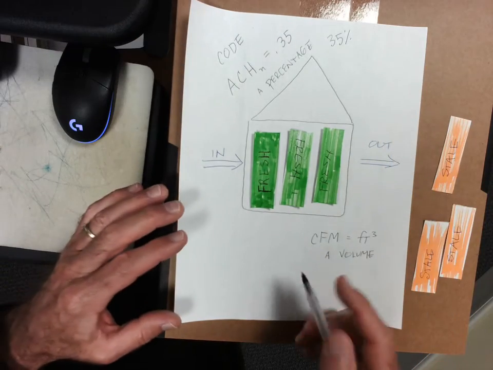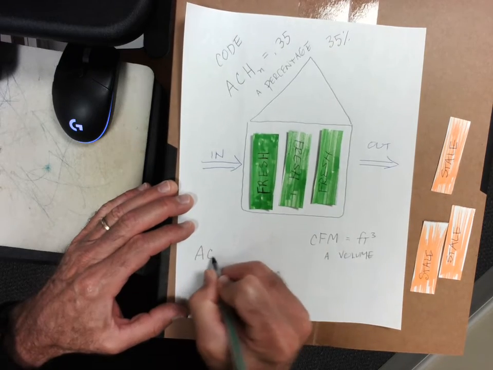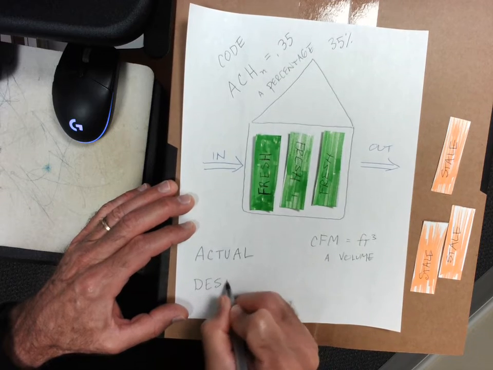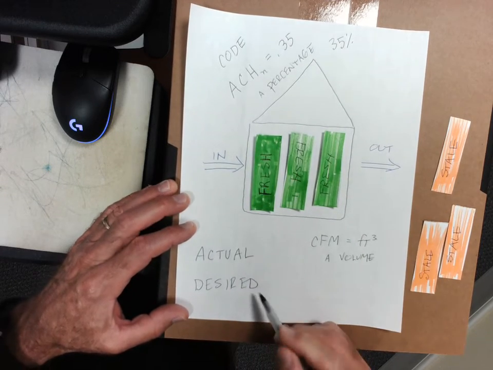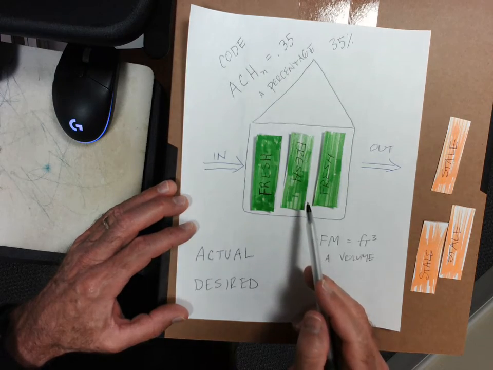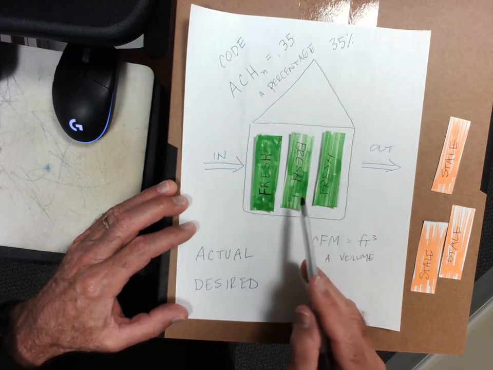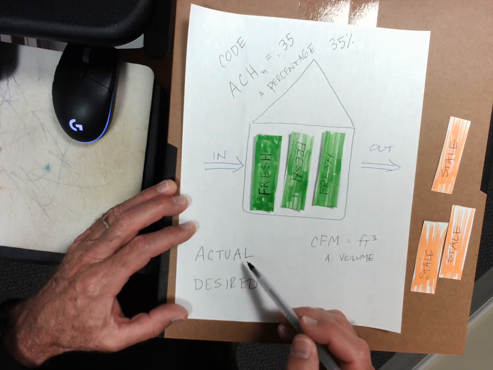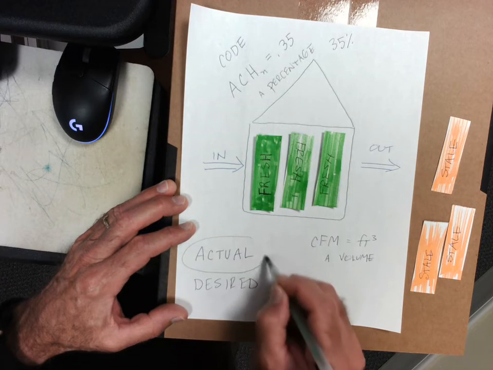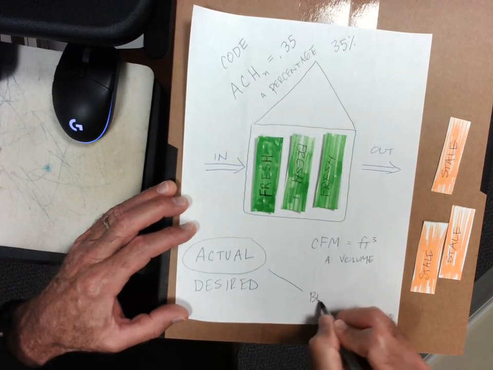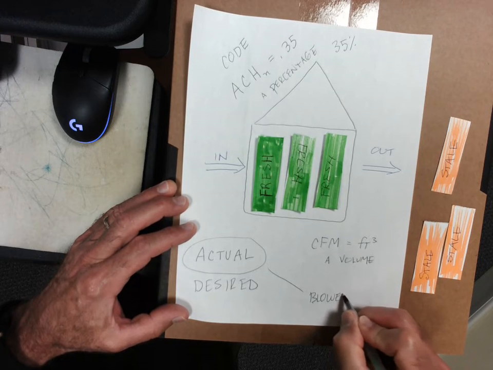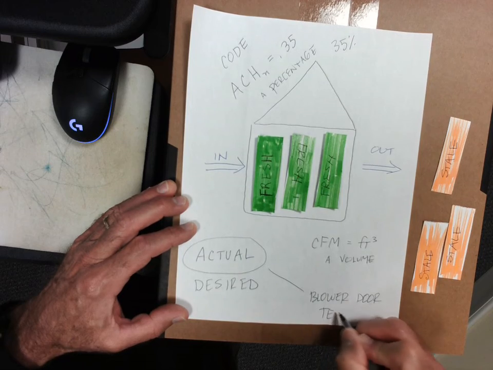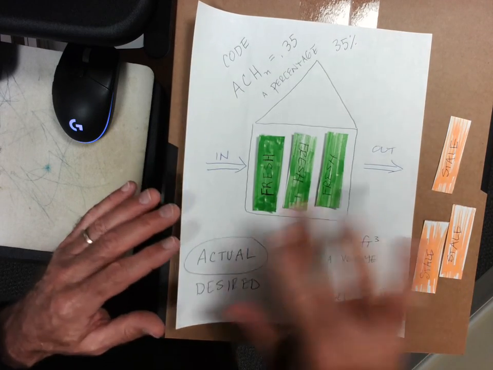So what we're going to do is measure actual and then compare it to desired. And then we'll be able to say, hey, is our house good? Is there not enough air moving out, or is there too much air moving out? So we're going to talk about how we do this. We do this with the blower door test. And this is what we're talking about in the slides. Okay, so hopefully that'll help you visualize this air movement.